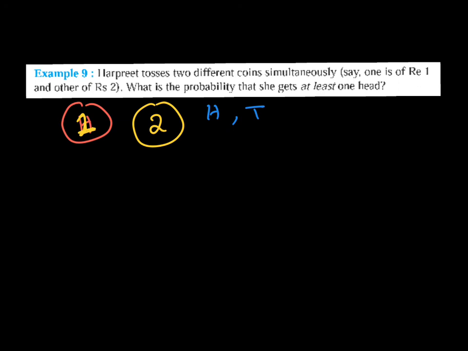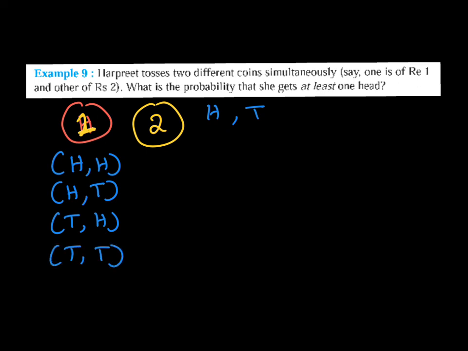When 2 coins are tossed simultaneously, what are the possible outcomes? It could be head in 1 coin, another head in another coin, or head in the first coin, tail in the second coin, or tail in the first coin, head in the second coin, or both tails on both the coins, which are all equally likely. Now here, HH means head up on the first coin and head up on the second coin. Similarly, HT means head up on the first coin and tail on the second coin, and so forth.